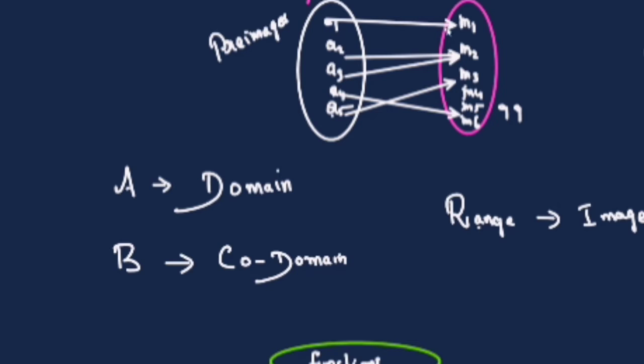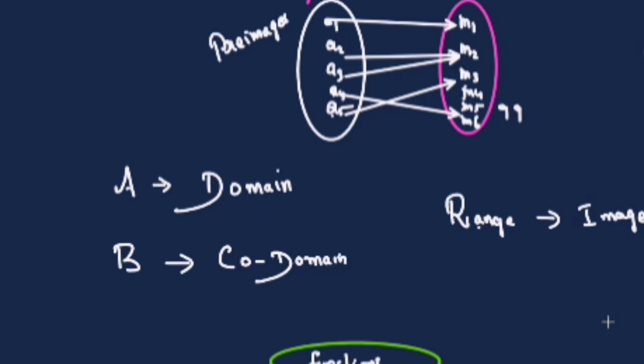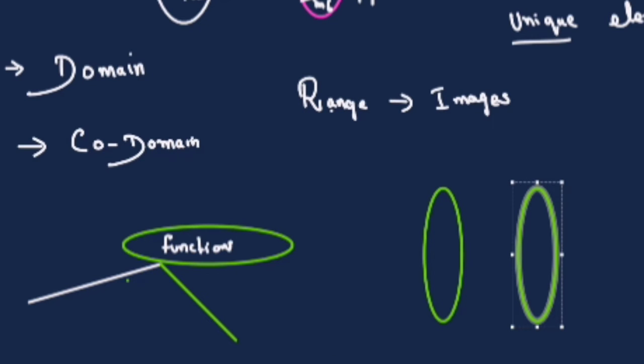Different elements will have different images. That is called a one-to-one function. So different elements. Suppose you have 3 elements here, A, B, C. This is set A. And you have 3 elements here, 1, 2, 3. This is set B. Sometimes you have 4 also, it's okay.